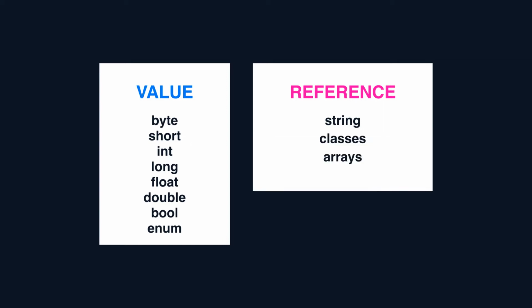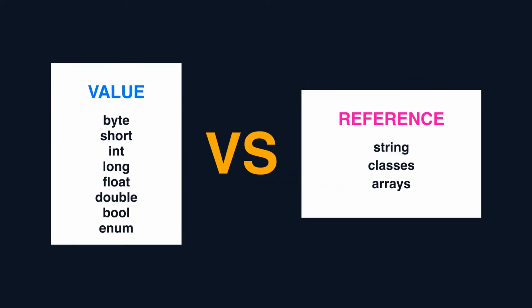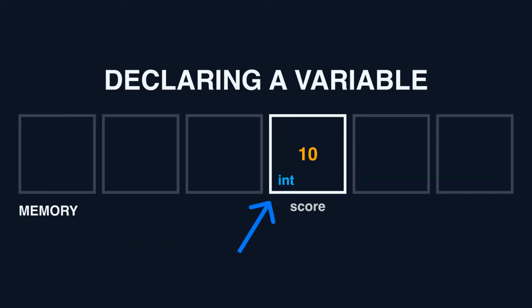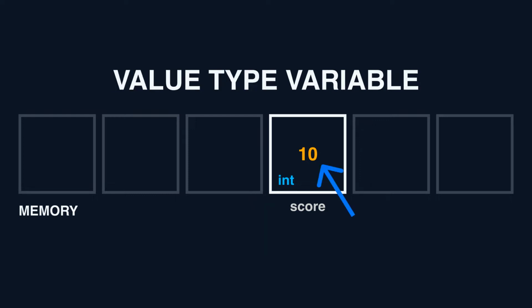And besides the string, all other classes and arrays are also reference types. The basic difference between reference and value types is how they are stored in memory. Declaring a variable consists of telling the program to reserve a piece of memory to store some data. So we can see a variable as a container that holds a value. A value type variable actually holds the value. Let's see what I mean by this.